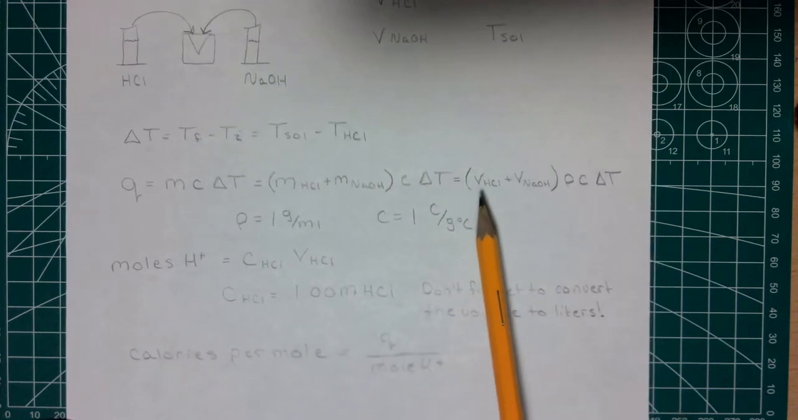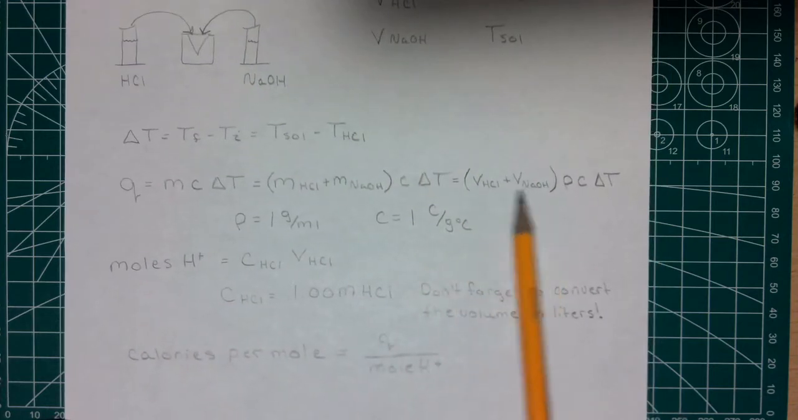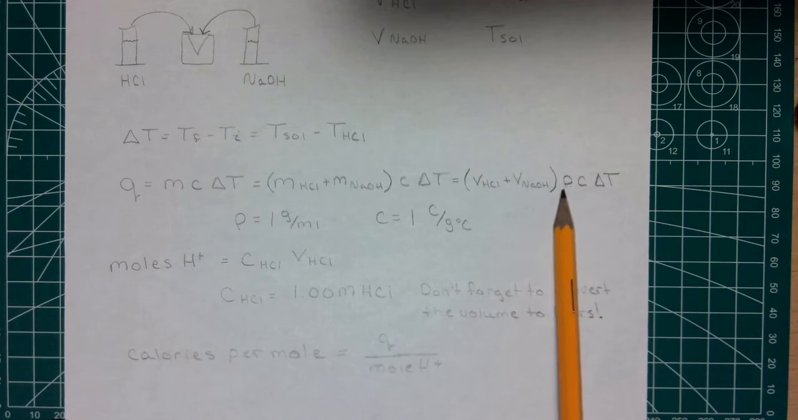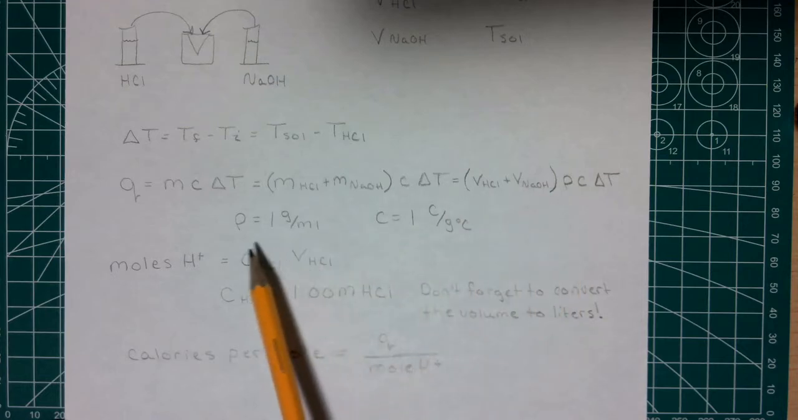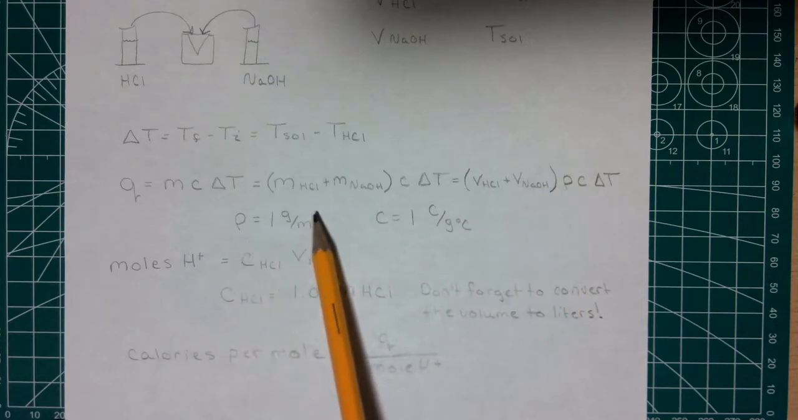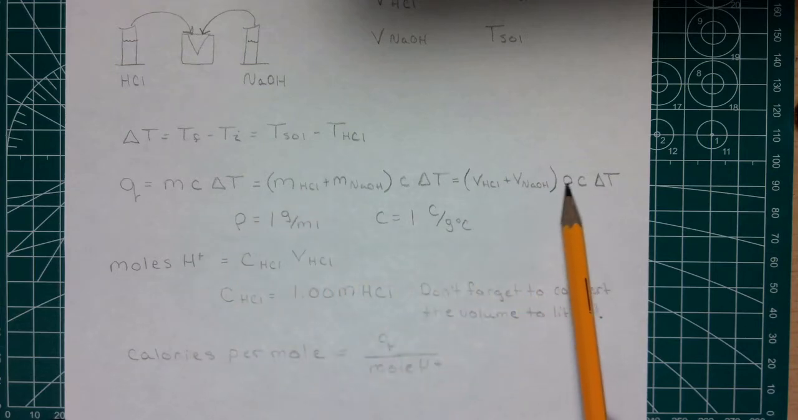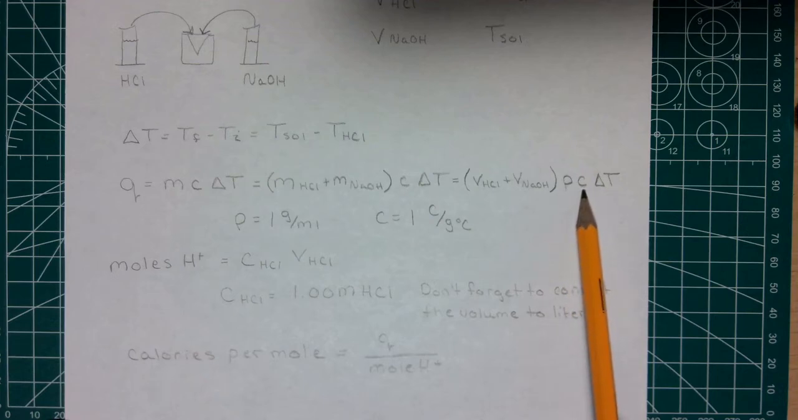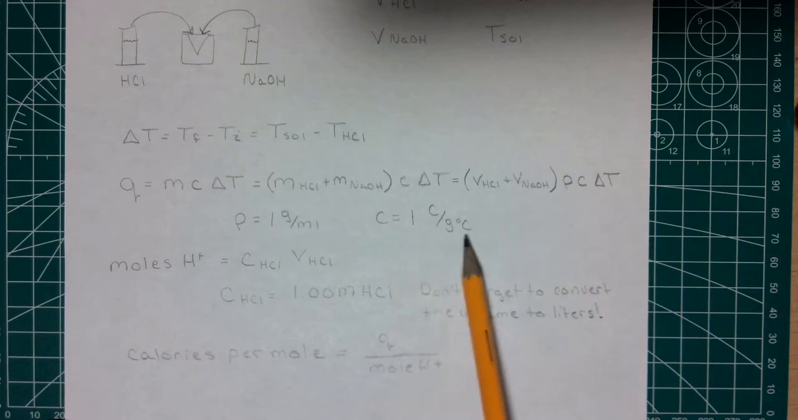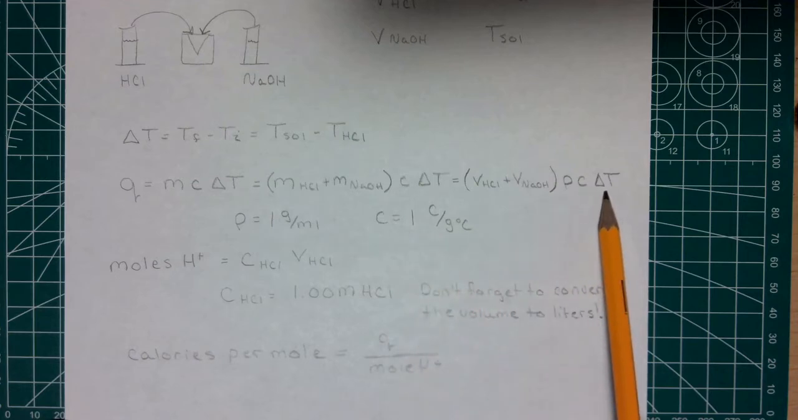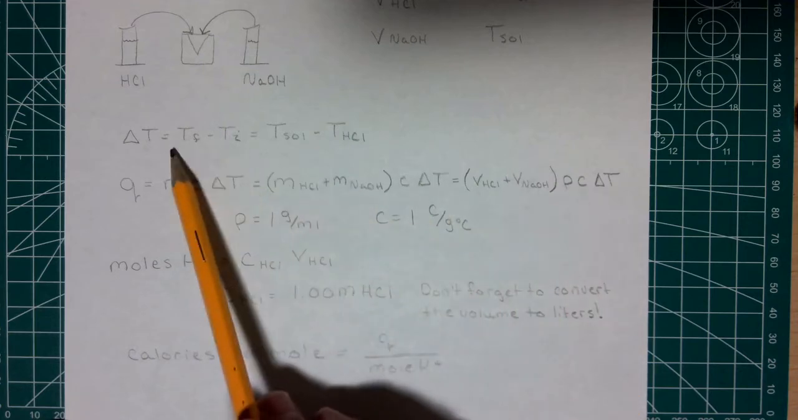So what we're going to have to do is add those two volumes together and then multiply it by the density, which I used a Greek letter rho for here. We're making this easy on ourselves, so we're going to assume that the density here is the same as water, and it's simply 1 gram per milliliter. Then we're going to multiply by the specific heat capacity for water, 1 calorie per gram per degree Celsius, and then we just multiply by the delta T that we found up here.